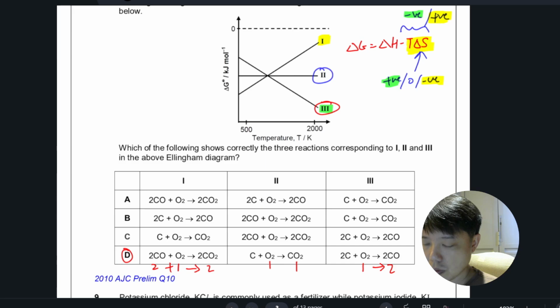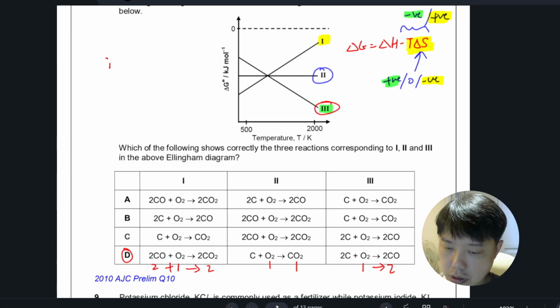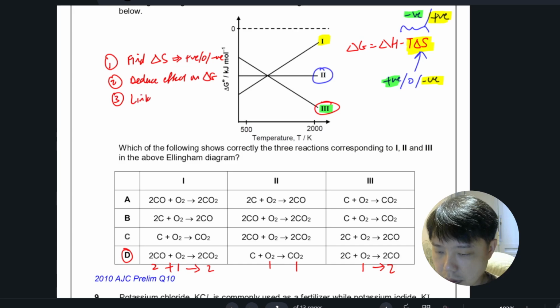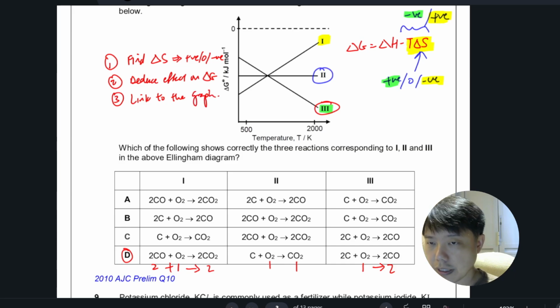Alright, so this question is about finding out what the change in delta S is, and then what the effect on the slope is. So find the change in delta S, whether it is positive, zero (no change), or negative, and then deduce the effect on Gibbs free energy, and then link to the graph. Alright, so that's it for question number 8.